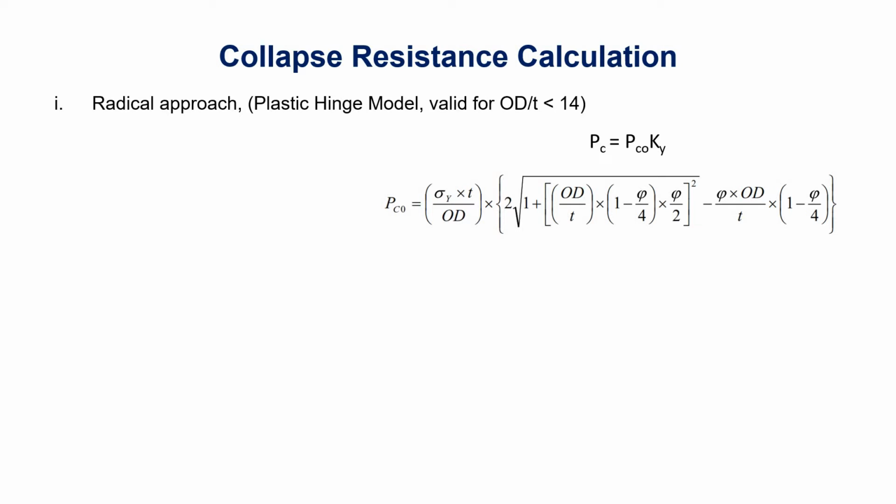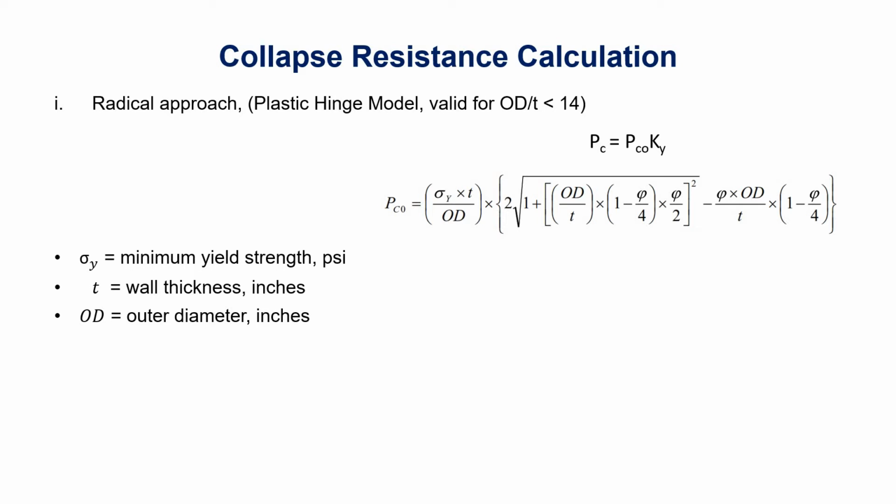or without considering the axial forces effect. So P sub CO is equal to sigma sub Y into T over OD into 2 square root 1 plus OD over T into 1 minus phi over 4 into phi over 2 and the square of this particular term minus phi into OD over T into 1 minus phi over 4. Here sigma Y is the minimum yield strength in PSI, T is wall thickness in inches, OD is outer diameter in inches, and phi is tubing ovality in fraction.